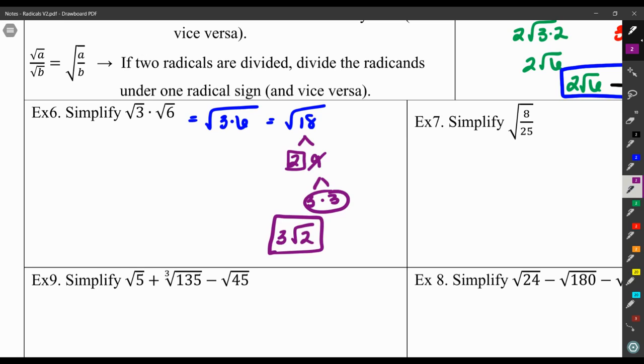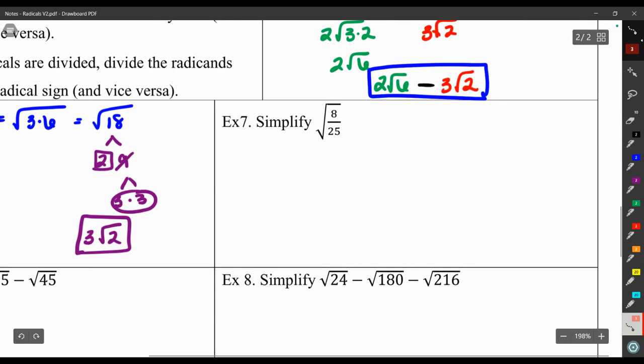Similarly, example 7 is the division version of the same rule. If you have two radicals individually divided, you can divide the radicands underneath one square root sign. And you can also go the other way around. If I have a fraction underneath that I'm not able to simplify, I can split that big square root into two smaller ones and divide them individually. That's helpful for things like number 7. So 8 over 25 is not something that I can simplify by breaking down. We're going to have to do something else.